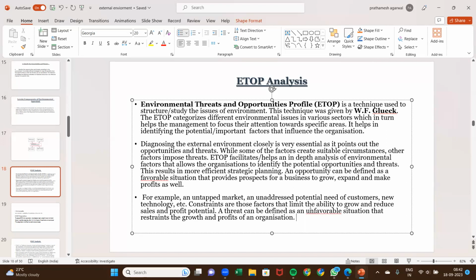Also, the market which is still untapped, which nobody has really seen, and certain constraints that limit or stop the growth of the company and reduce the sales and profits. Is it clear up till here? You will see the repetition of these words again and again in this topic, so don't get confused, please.